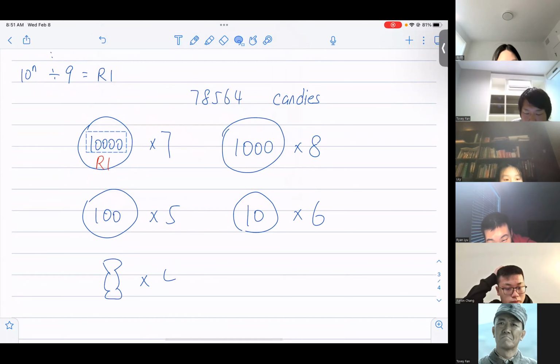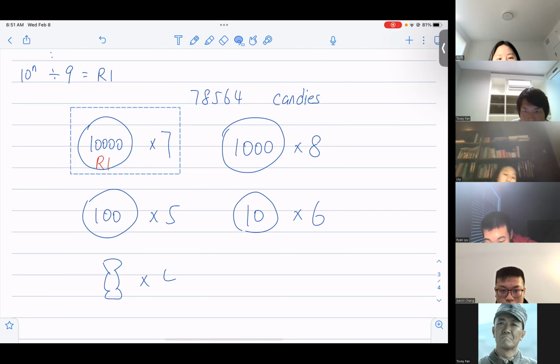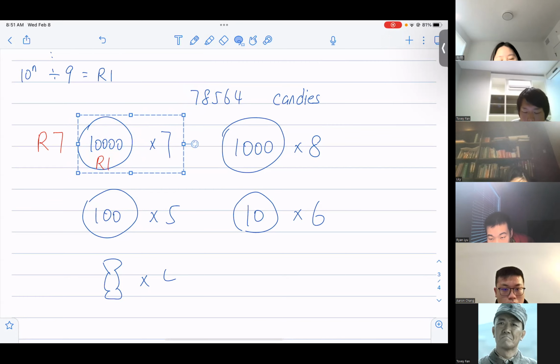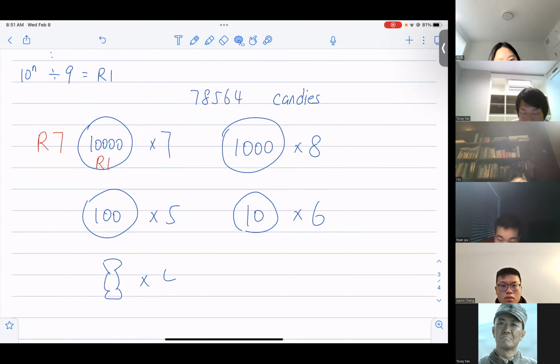If you divide 10,000 candies among 9 people, you have 1 candy left, right? Then I've split these 70,000 candies into 7 piles of 10,000 candies. Each pile has a remainder of 1, so 7 piles give you a remainder of 7. Make sense? In other words, if you divide 70,000 candies among 9 people, how much does everyone get? I don't know, but I just know that I'm going to have 7 candies remaining. They cannot be divided, right? All the other candies, we just hand out. Make sense?